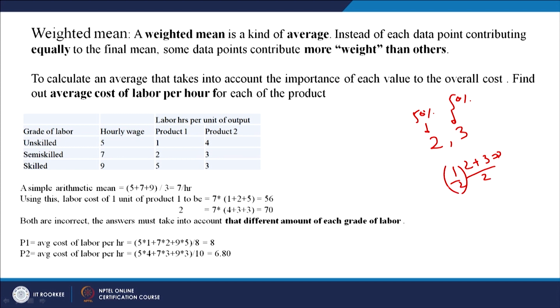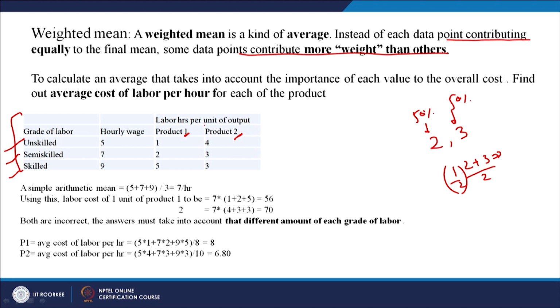Now, if you use the weighted mean, then it is a kind of average where each data point is contributing differently, not equally, right. Some of the data points would contribute more than others. So, let us look at this example. There is an example in which there are 3 types of laborers: unskilled, semi skilled and skilled workers, right. Now, they are making 2 products, product 1 and product 2.